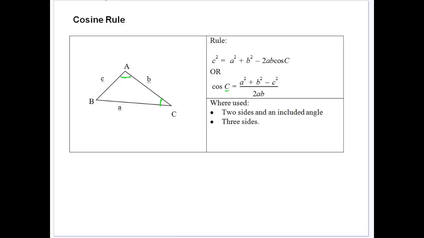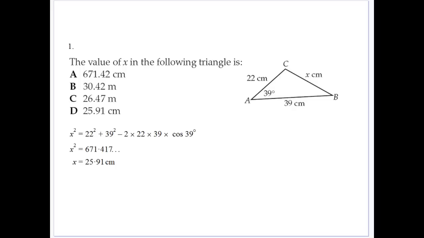So we've got to remember to put those rules into play and apply them first up every time in a problem. This time, we've got to find side x, which is opposite 39 degrees, and we've got 22 and 39. So 39 degrees is what we call our included angle. It's been included between the two sides. So this means we're going to have to use the cosine rule. So we get x squared equals 22 squared plus 39 squared, minus 2 times 22 times 39, times cosine of 39 degrees.